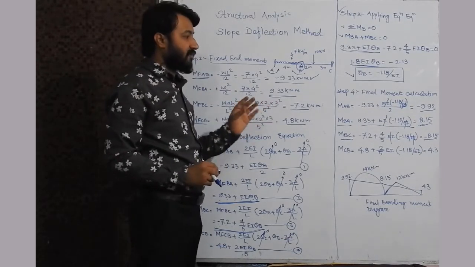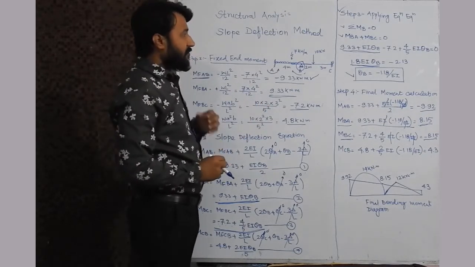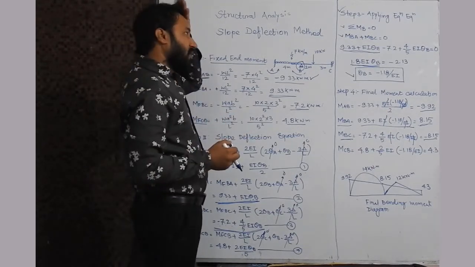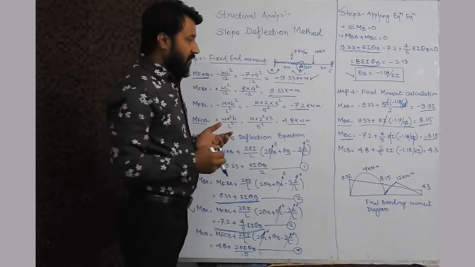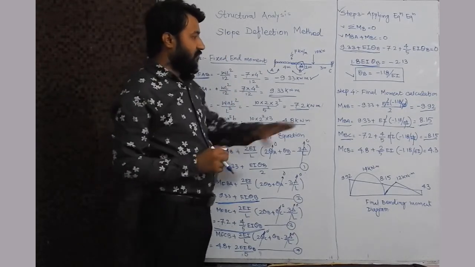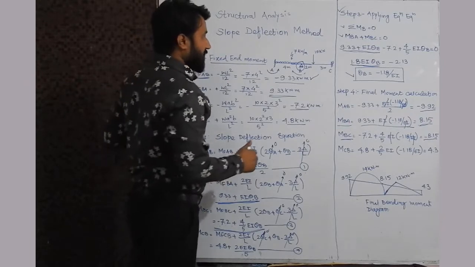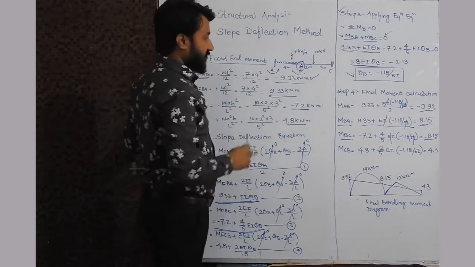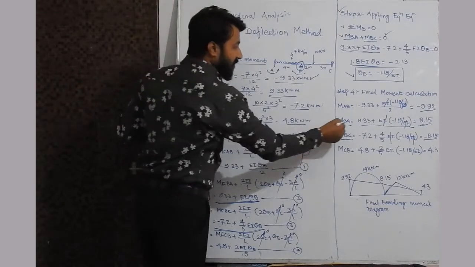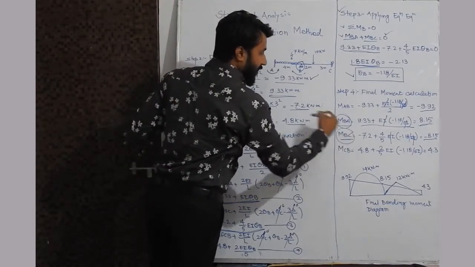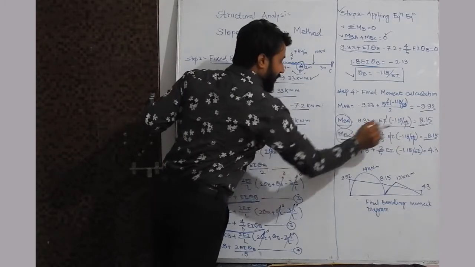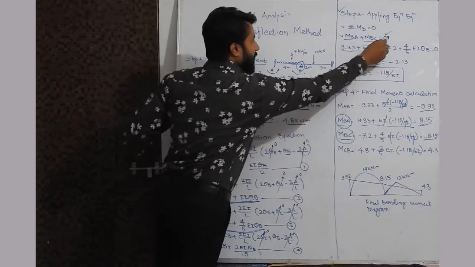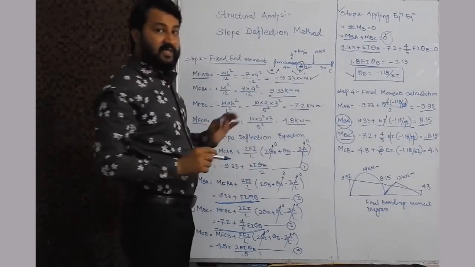Now here we have one check. When we apply the equilibrium equation at any joint or at any support, it must be satisfied with the values which we are calculating here. So as we have seen, MBA plus MBC is equal to 0. This must be satisfied in the calculation. If you sum MBA and MBC, MBA is 8.15 and MBC is minus 8.15, so if you sum both values, you will get 0. So that must be satisfied over here.